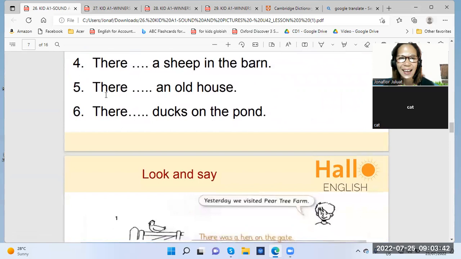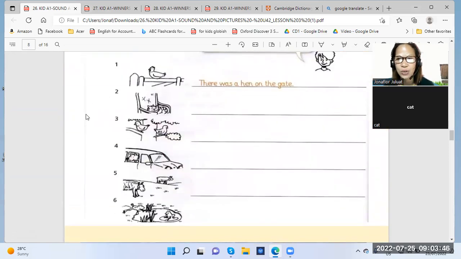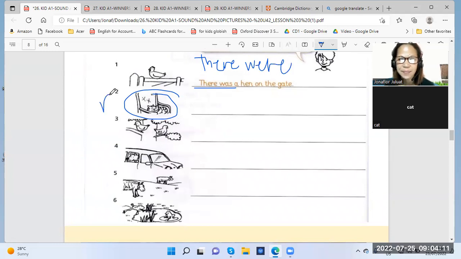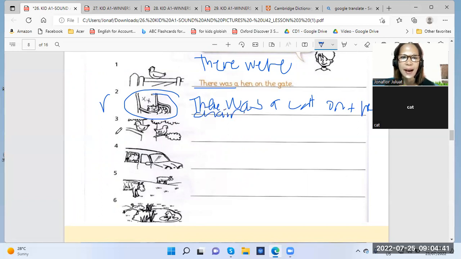Right? Okay, now this time let's make another sentence. Look at picture number two. What's in the picture? Look at this. Okay, and let's make a sentence using there was or there were. There were. Okay. Go, Han. There was a cat in the car. Wow, very good. There was a cat on the chair. Yes, good job. Okay, how about picture number three?